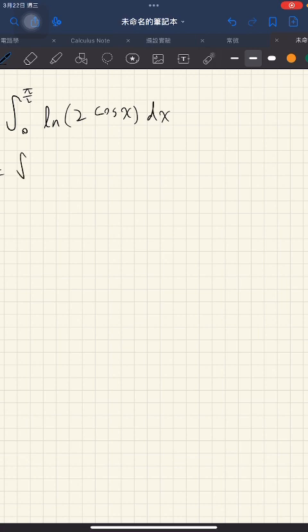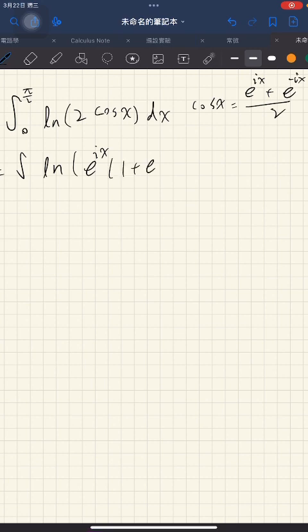Well, the cosine of x can be expressed as e to the ix plus e to the negative ix over 2. So we can rewrite the formula as the integral from 0 to pi over 2 of the natural log of e to the ix times 1 plus e to the 2ix dx.